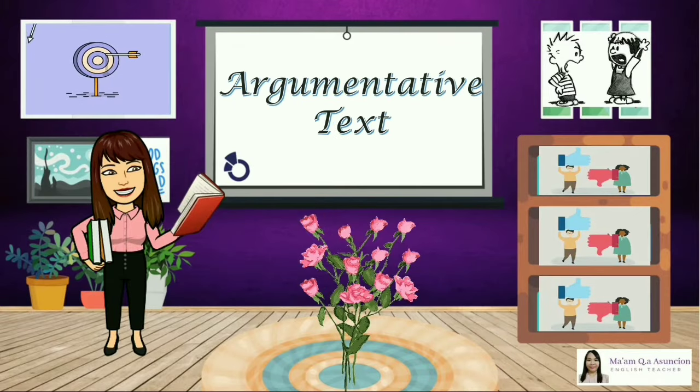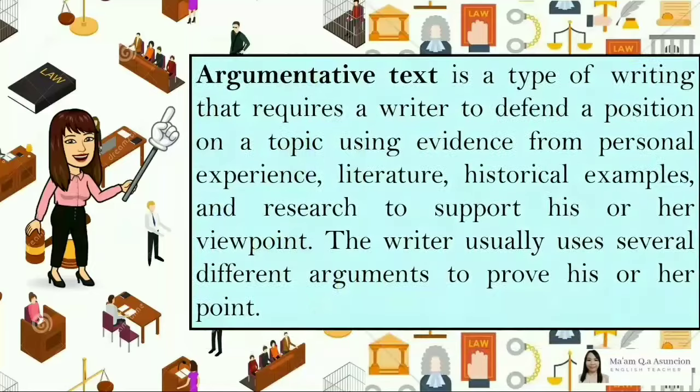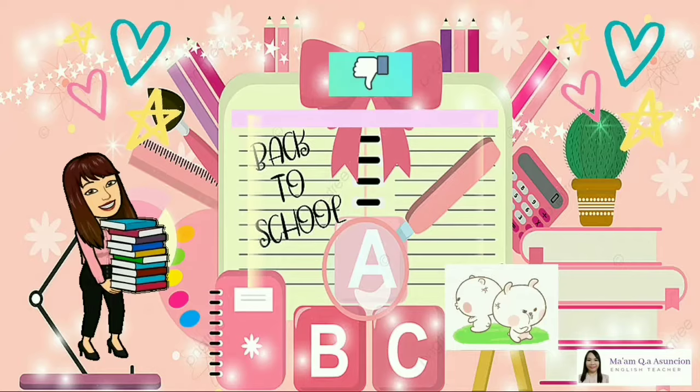Argumentative text. An argumentative text is a type of writing that requires a writer to defend a position on a topic using evidence from personal experience, literature, historical examples, and research to support his or her viewpoint. The writer usually uses several different arguments to prove his or her point. Here is an example of an argumentative text.